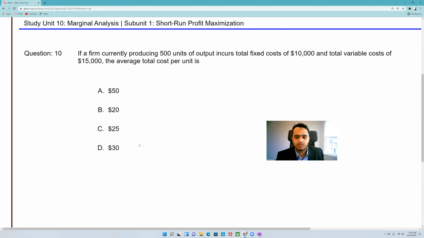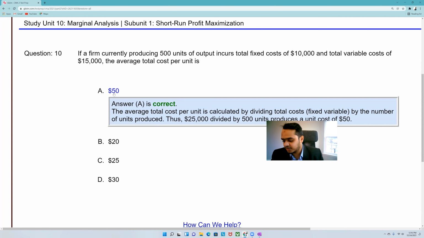Now, the last question of this particular session and the ending of this complete revision session of decision analysis. If a firm currently produces 500 units of output, incurs total fixed cost of 10,000, total variable cost of 15,000, the average total cost per unit. Is that even a question? 25,000 divided by 500. Yep, here is the answer to it.